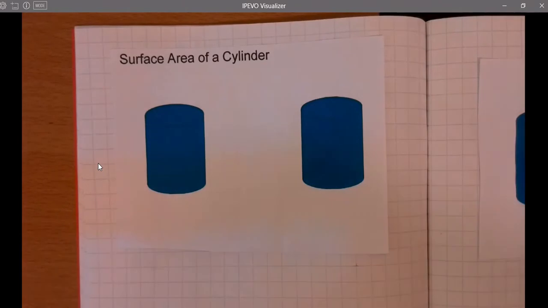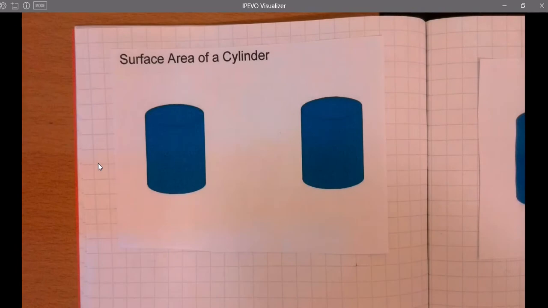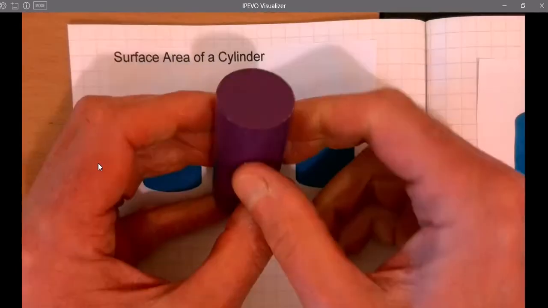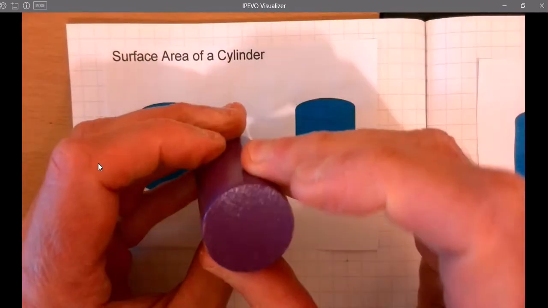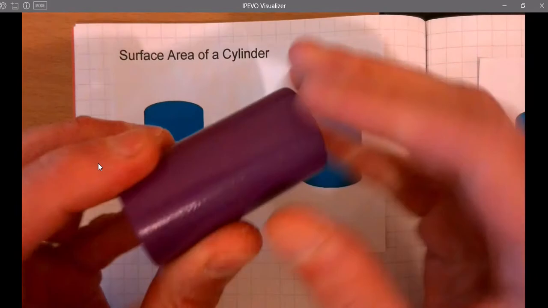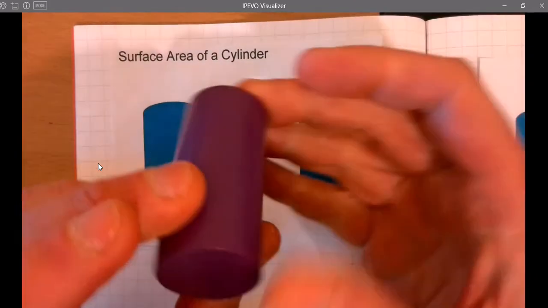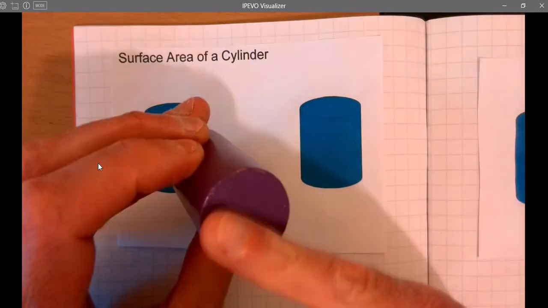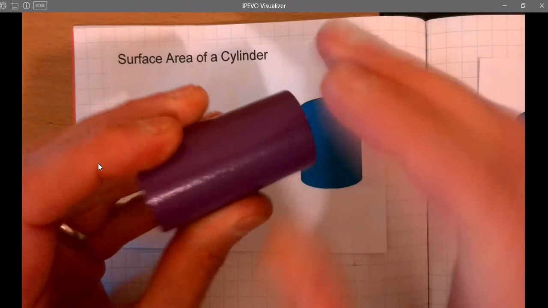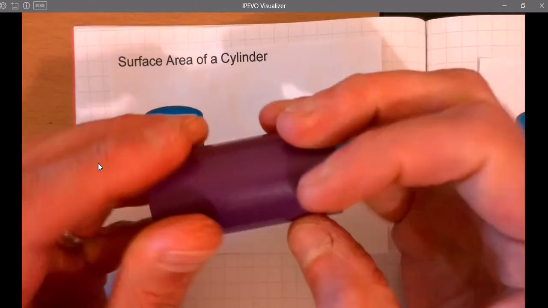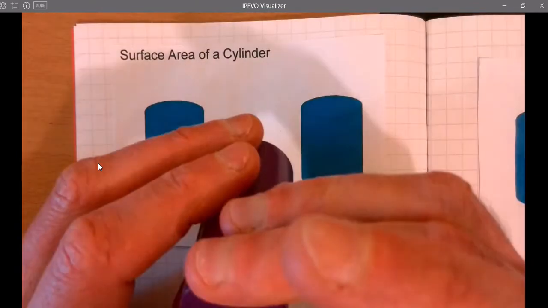Let's do a little bit more work on surface area of cylinders. Okay, so if you remember last time, we talked about if I want to work out the area all the way around this solid, we've got two circles, and then we've got this curved part just here.